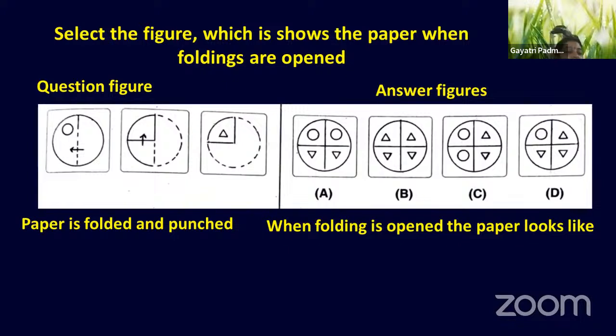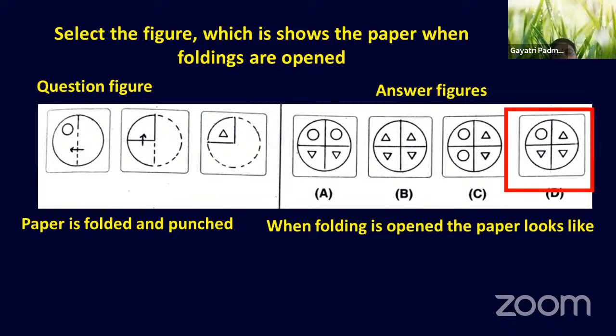Here we have a circle whereby the paper is folded and punched. In the first figure, it is folded and there's a circle, right? And in the third one, a small triangle is drawn and punched. When this folding is open, the paper looks like dash. Is it option A, option B, option C, or option D?